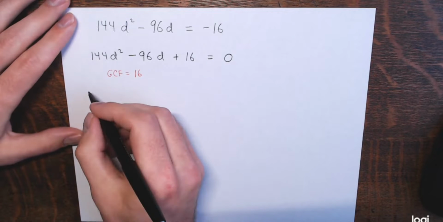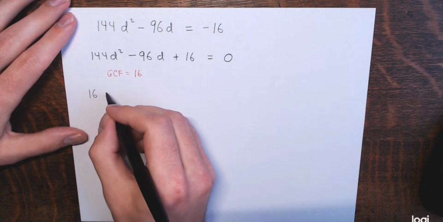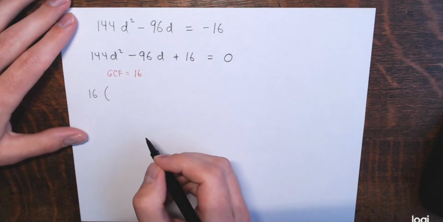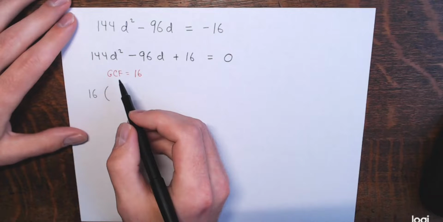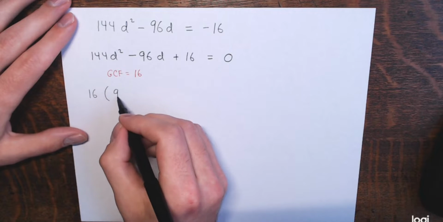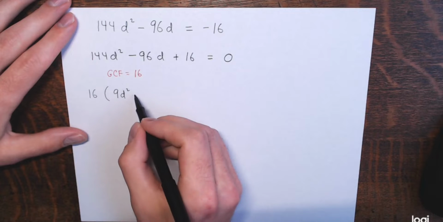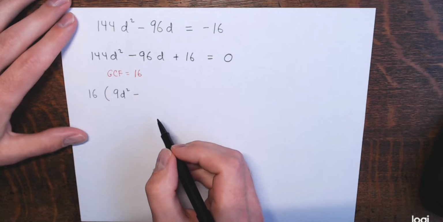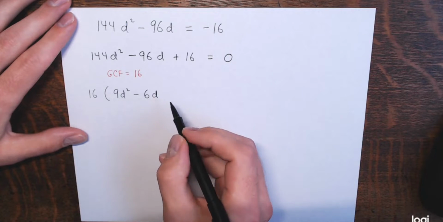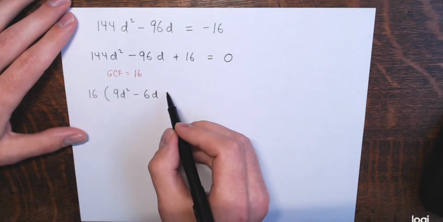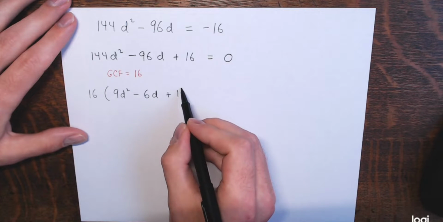So we have 16 times, and then 16 times 9 is 144. All right, 90 plus 54. So that's 9d squared minus, and 16 times 6 is 96, right? 60 and 36, minus 6d, and then plus 1 equals 0.